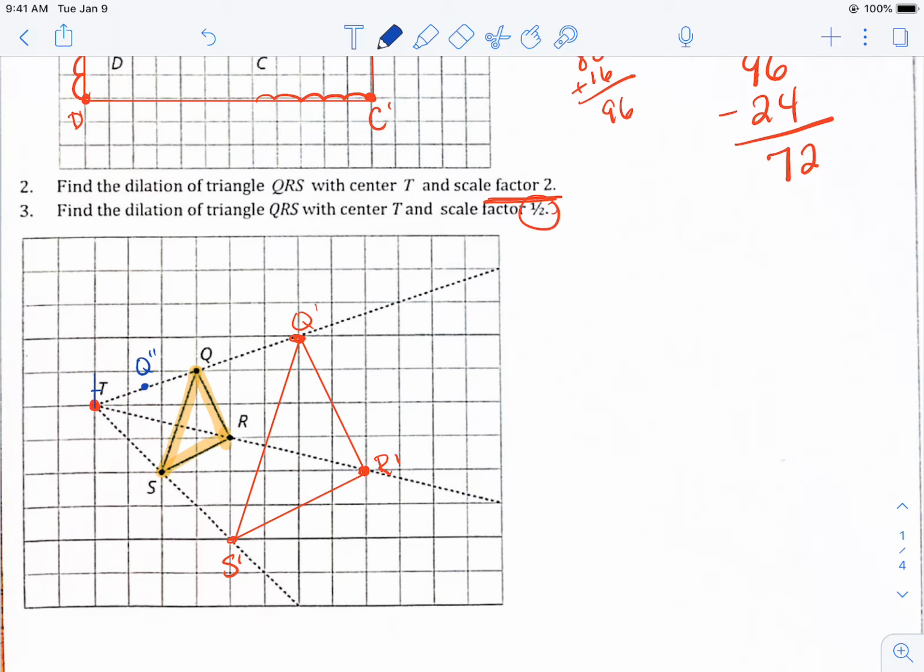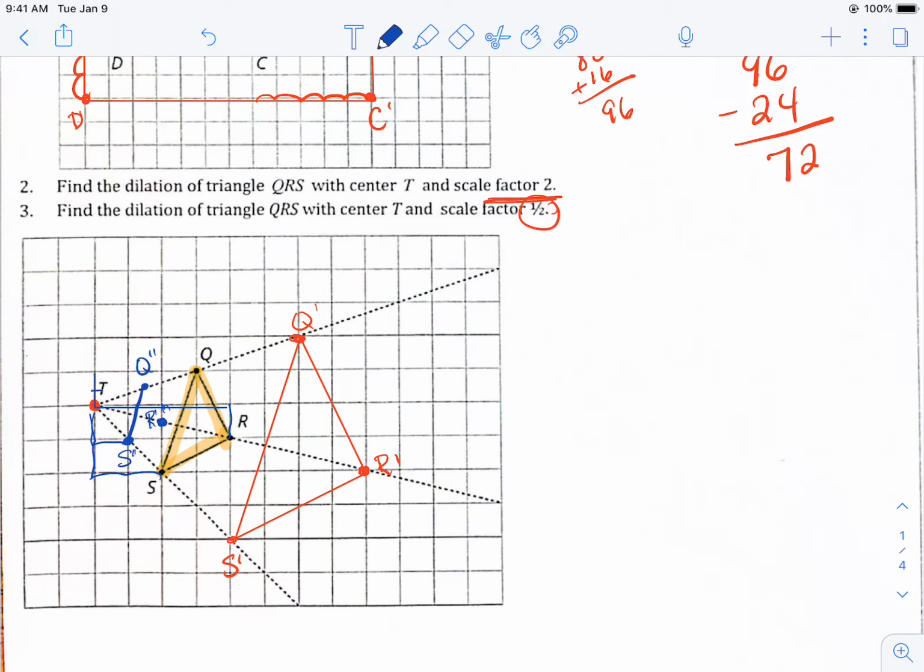All right, let's do the same thing with R. So originally we went 1, 2, 3, 4 over and down 1. We're going to do half of that. So we're only going to go 2 over, 1, 2, and instead of 1, we go half of that. So then our R prime is here. Now we're going to do S. So we went normally 1, 2, 1, 2. We're going to do half of that. So we're going to do 1, 1. And our S double prime is there.